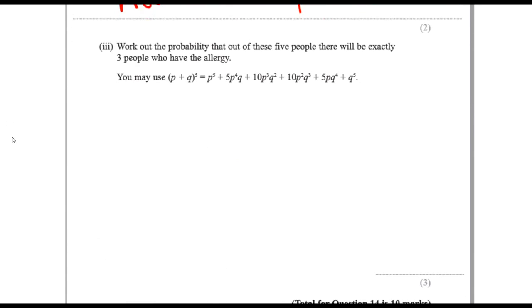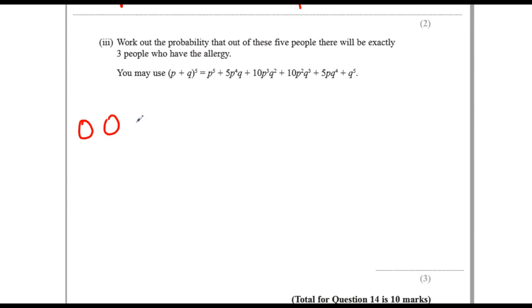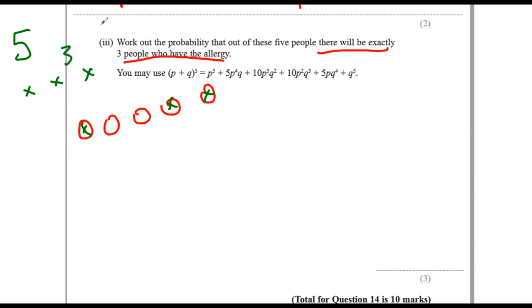Work out the probability that out of these 5 people that we talked about, 1, 2, 3, 4, 5 people, there will be exactly 3 people who have the allergy. So it could be any of these 3. Now, there's this thing in maths called permutations, which means that it could be those 3 that we just put crosses on, it could be these 3, or it could be these 3, or any combination. You might want to count all the possible ways, but that might take you a while. Advanced mathematicians actually have a button on their calculator that can work this out for them if you tell them you've got 5 things and you want to know how many ways you can organise 3, or your examiner might be really nice and tell you in a formula.